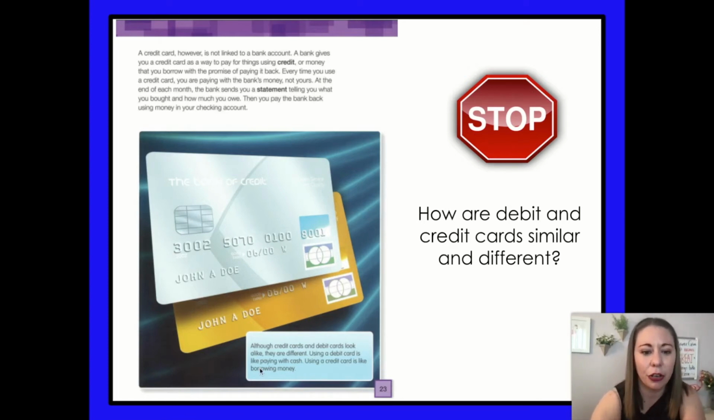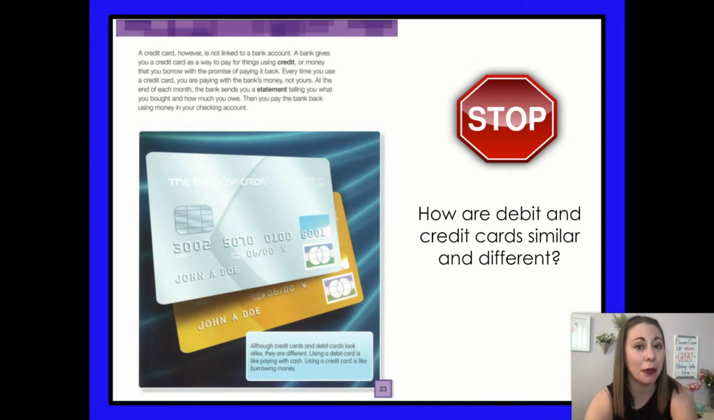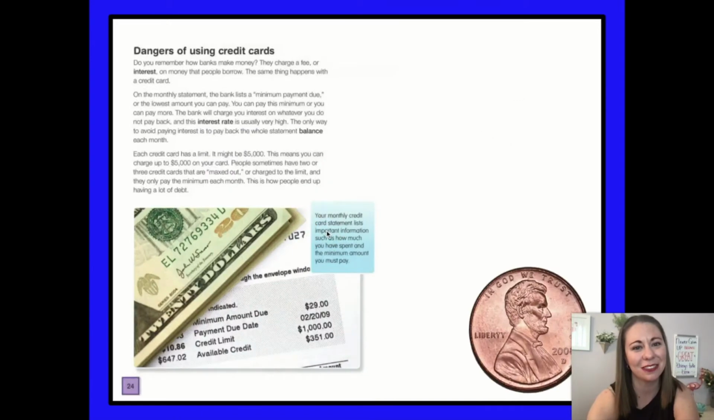And then it says, although credit cards and debit cards look alike, they are different. Using a debit card is like paying with cash, and using a credit card is like borrowing money, right? So that even would answer our question perfectly. Credit cards are like borrowing money, and debit cards are like paying with cash.